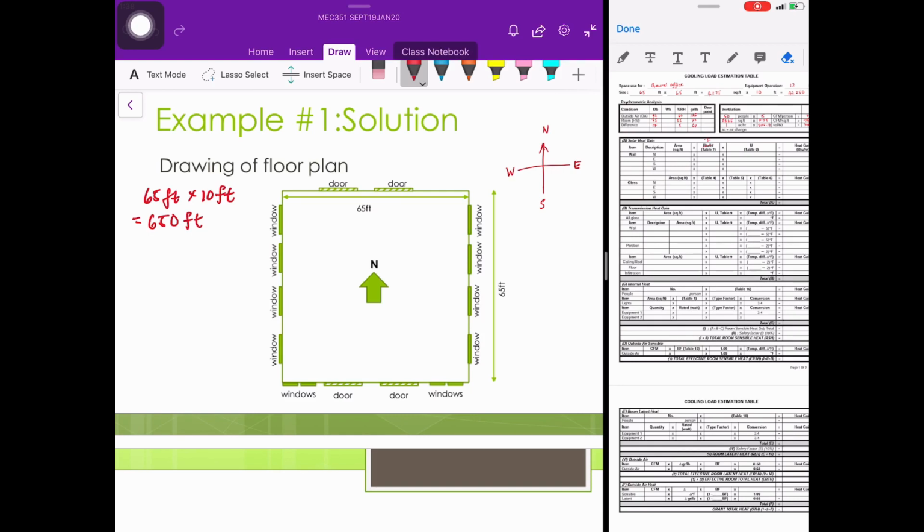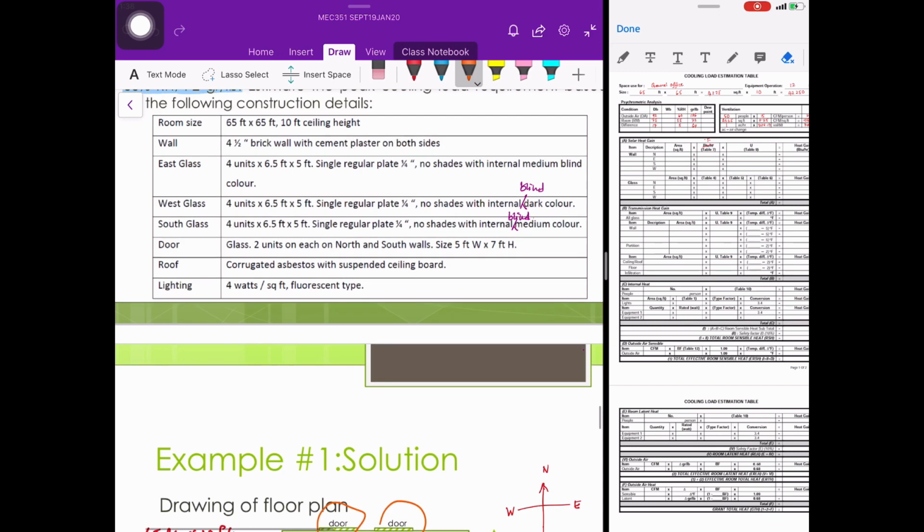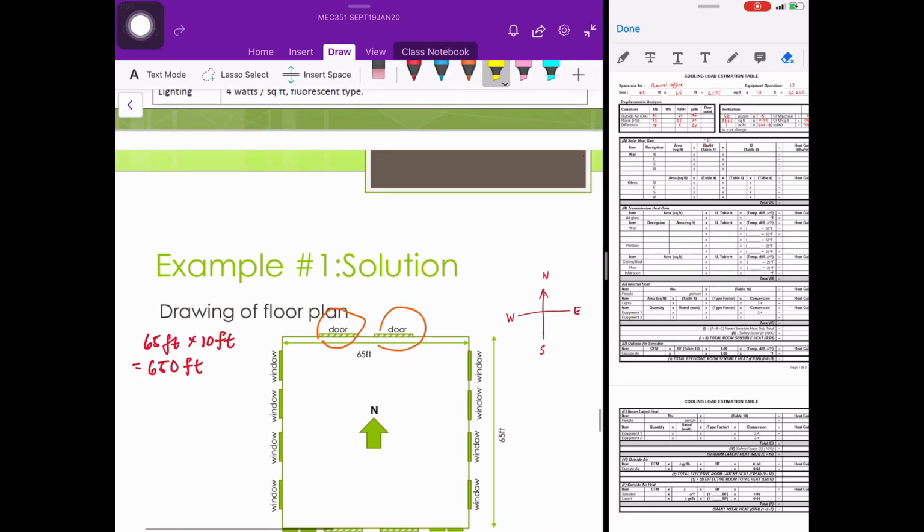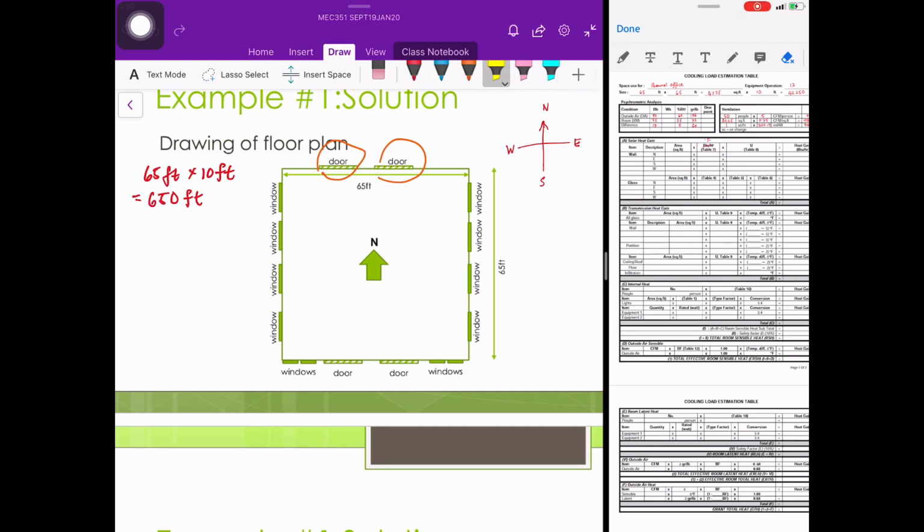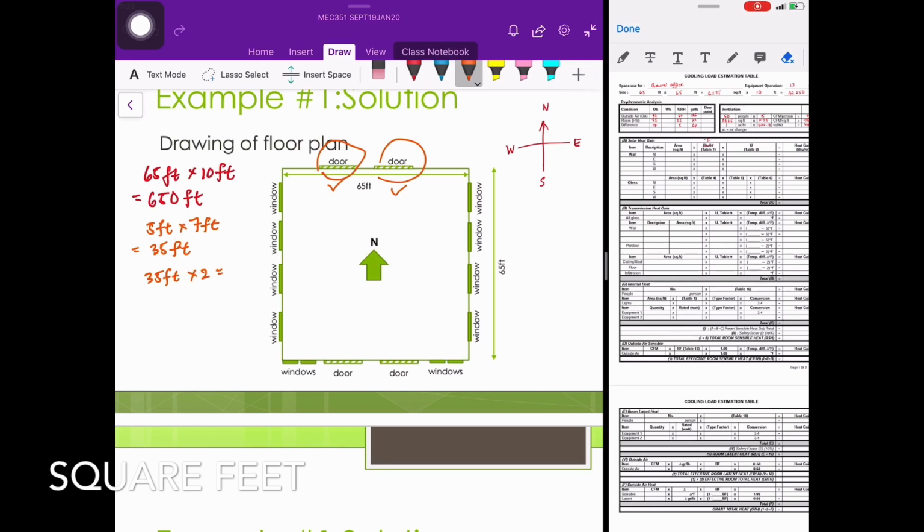And we have two doors located at the north side of the wall, and the size is 5 feet times 7 feet, and the number of units for the door will be 2. So for the glass area for the north side will be 5 feet times 7 feet, which gives us 35 feet, and we have two doors, therefore it's going to be 35 feet times 2, which gives us 70 feet. This represents the glass area for the north side.